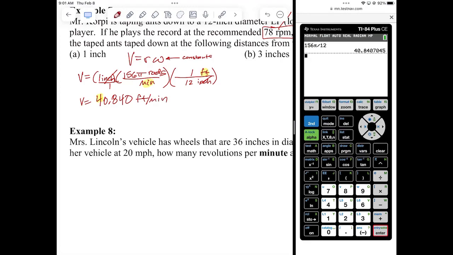Hey, you want to convert it to miles per hour? We can do that after the fact. This answers the question, feet per minute. Now, if you're going to convert it from miles to hour, I wouldn't write feet per minute with the slash right there. I would write it like this: feet per 1 minute. That's how I would write it.